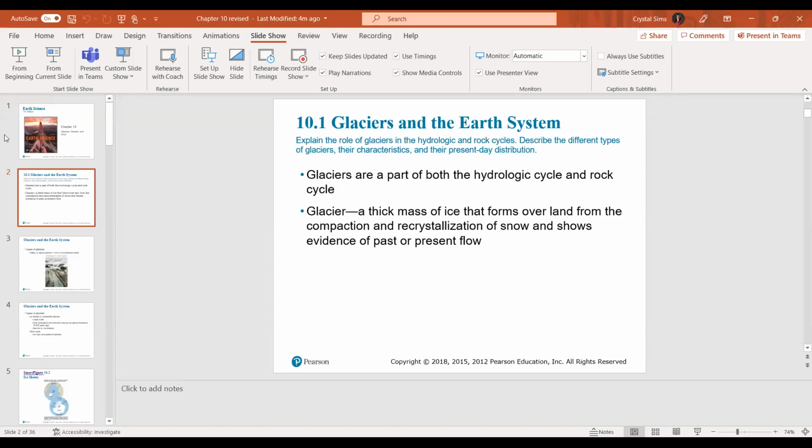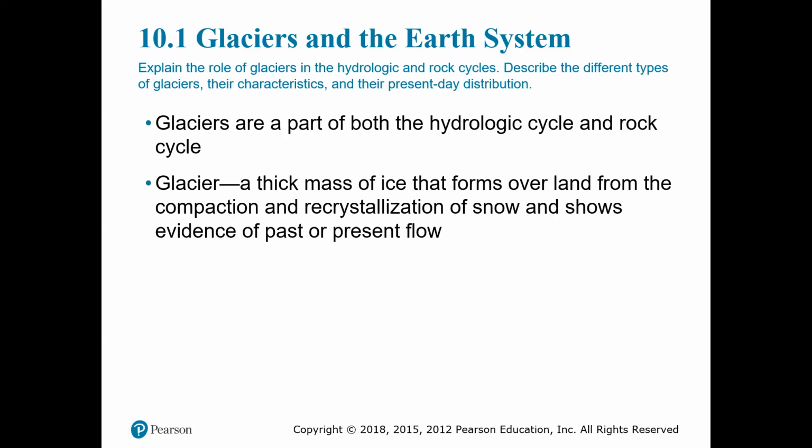Chapter 10 covers glaciers, deserts, and wind. What we'll look at in this chapter are the types of erosion and features that are left behind by erosion due to glaciers and wind. And then we'll look at depositions that can occur due to glaciers and wind.